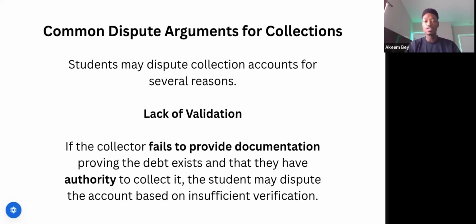So, some common dispute arguments for collections. You may dispute a collection account for several reasons. One is the lack of validation, right? If the collector fails to provide the documentation that we're requesting, proving that the debt exists and that they actually have the authority or legal capacity to collect it, then you may dispute the account based on insufficient verification.